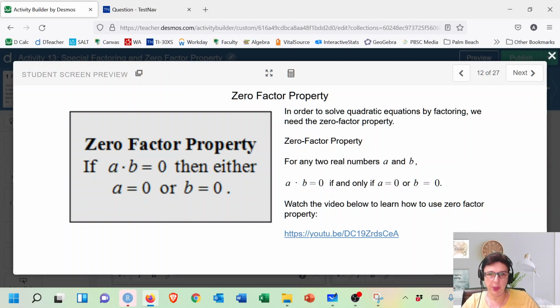Okay, in this video, we're going to start talking about the zero factor property. Now, I cannot emphasize enough how super important the zero factor property is, and we definitely need to know it. So first, let's write it down.